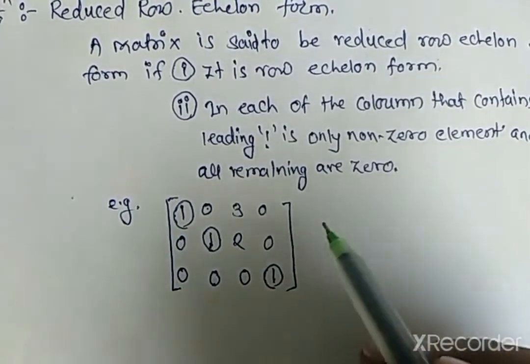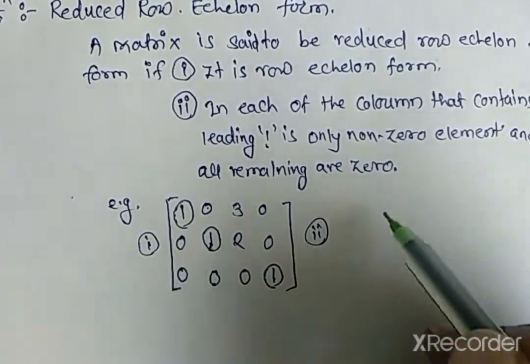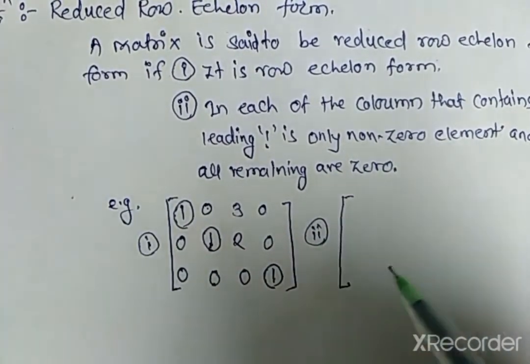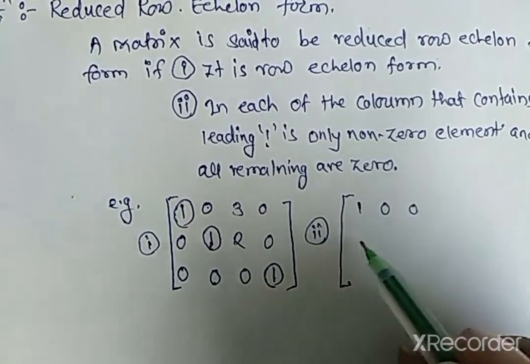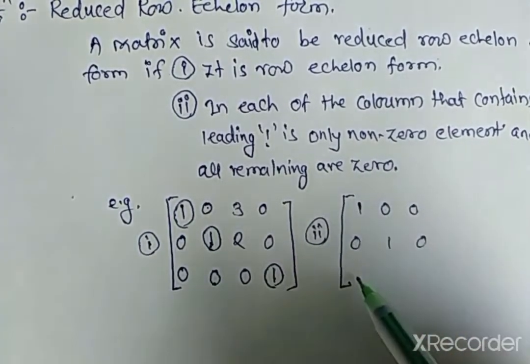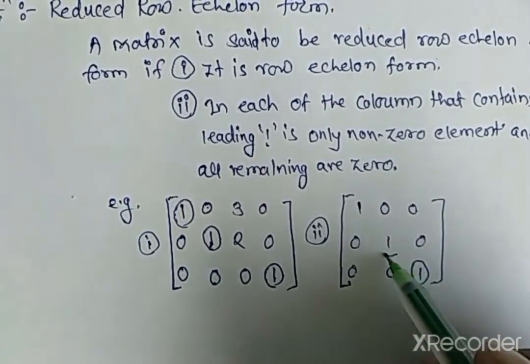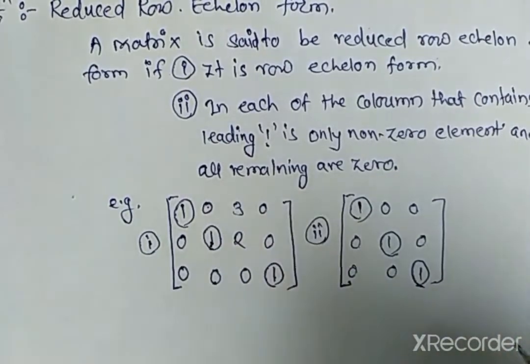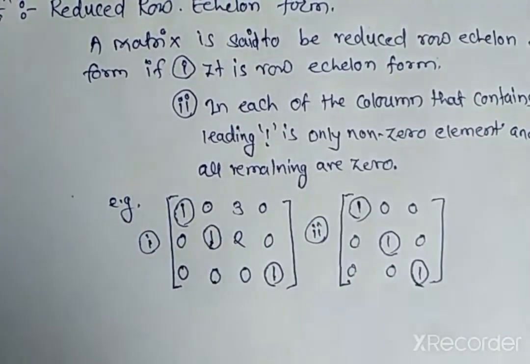Or you can consider the next example. Consider a second example: 1 0 0, 0 1 0, 0 0 1, which is also a reduced row echelon form of a matrix.